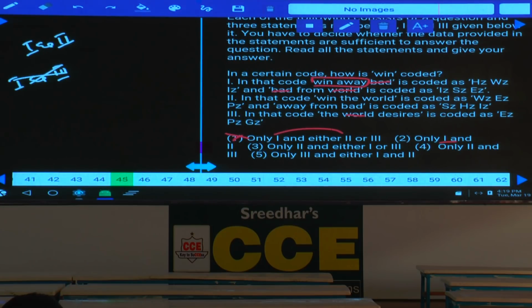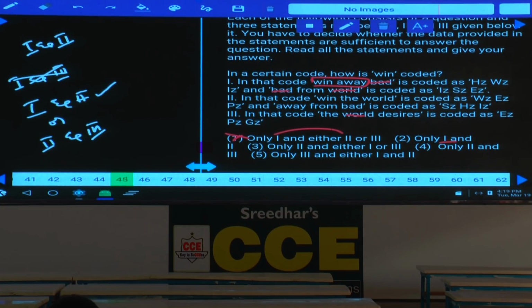What do you mean by this 2 and either 1 or 3? That means 1 and 2 or 2 and 3. Now I got the answer with 1 and 3, 1 and 2. Now I need to find out whether I am getting the answer with 2 and 3 or not. Then with the help of 2 and 3 by combining these two.